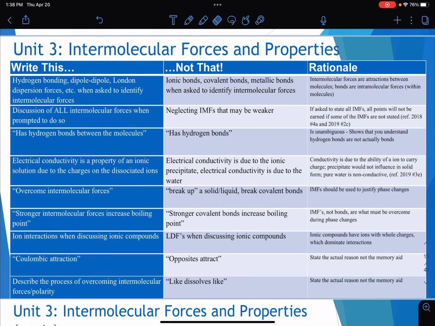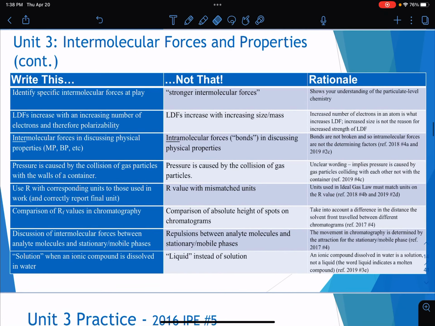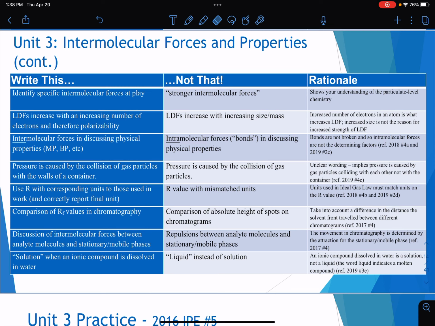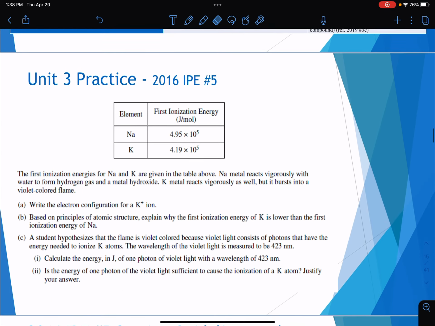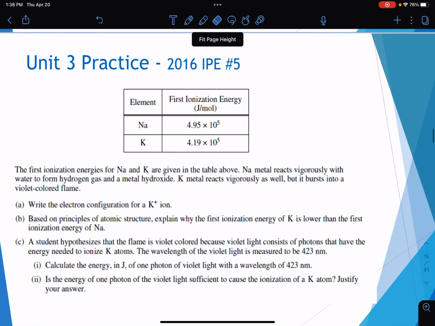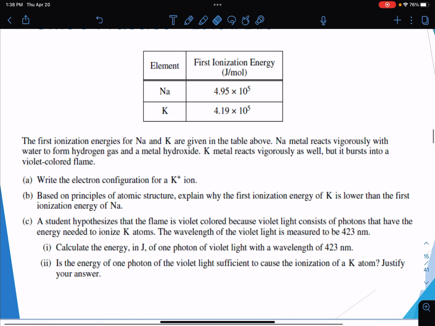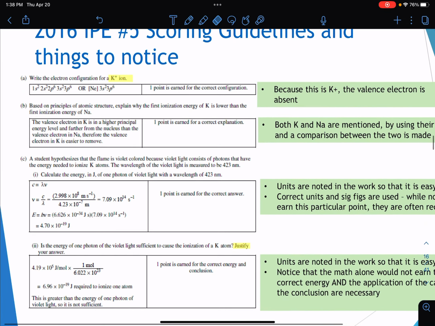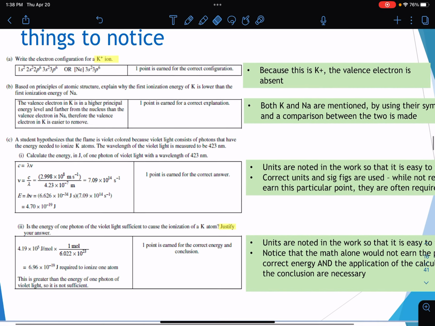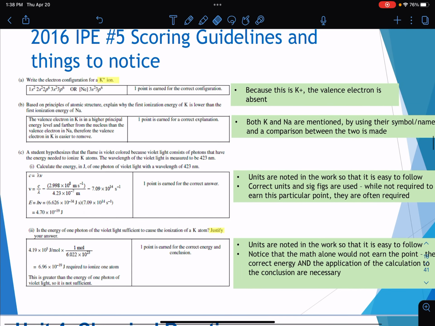Here's some specifics for Unit 3. Pause and read through these. And here's some more for Unit 3. Here is a practice problem for Unit 3. Pause and work through this before looking at the answer. And here is the scoring guideline with some extra things to take notice of.